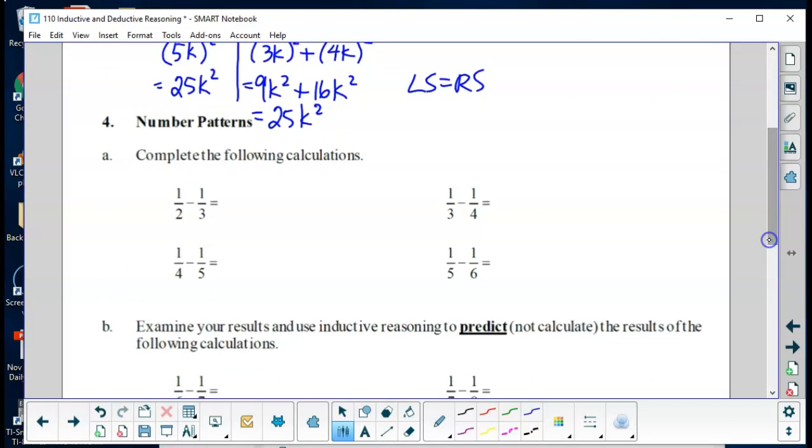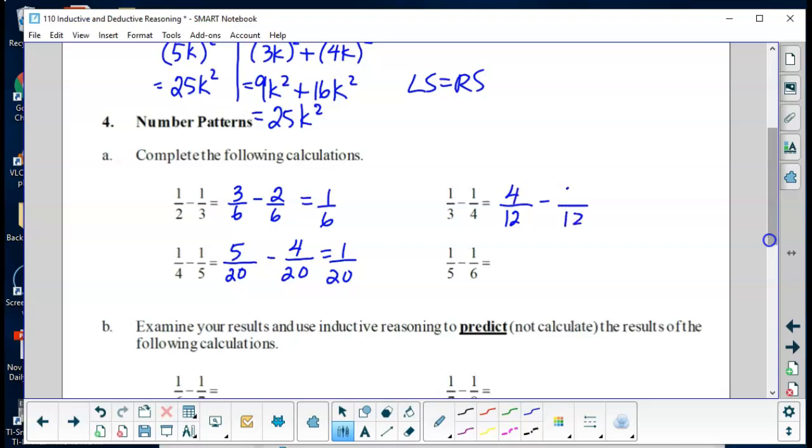Another example, number patterns. Complete the following calculations. I want you to try this without a calculator. So common denominator would be 6. So that would be 3/6 minus 2/6 is 1/6. Common denominator would be 20. So that would be 5/20ths minus 4/20ths. Common denominator is 12: 4/12ths minus 3/12ths. Common denominator is 30: 6/30ths minus 5/30ths. Oops, I forgot to finish these off. So that's 1/12. That's 1/30th.